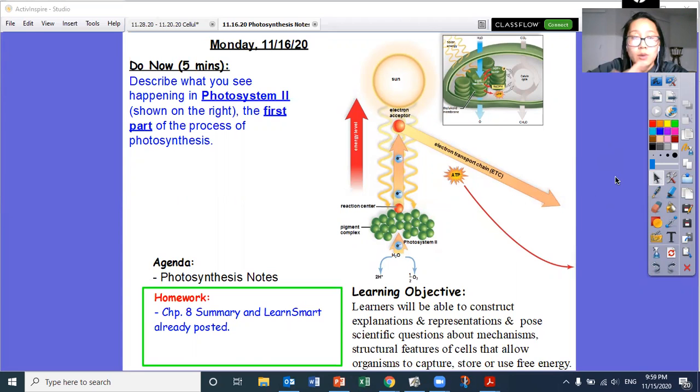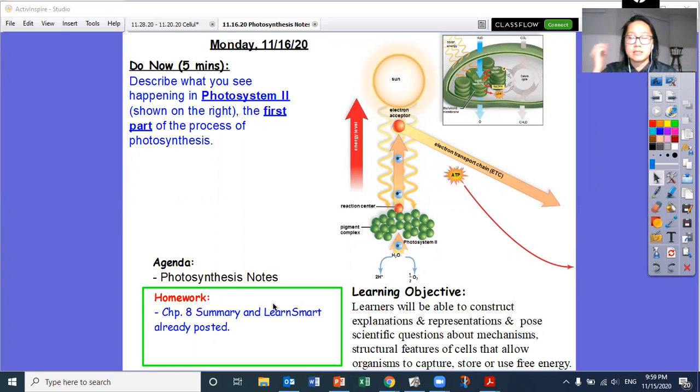All right, so after you've done that, the agenda today, like I said, is photosynthesis notes, and then your chapter 8 summary and Learn Smart are already posted, which means that you need to get them done. Since Thanksgiving break does start after Friday class, I'm not going to be assigning you this overlapping with something else. You do have a break assignment, but this assignment for the chapter 8 summary and Learn Smart needs to be due by Friday, end of day. Okay, just keep that in mind as you're working.